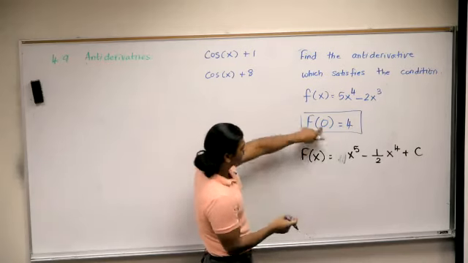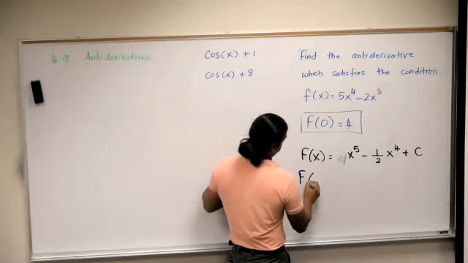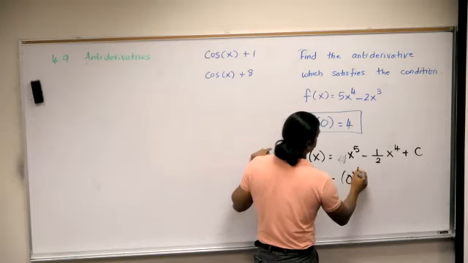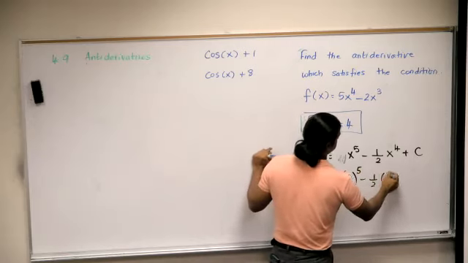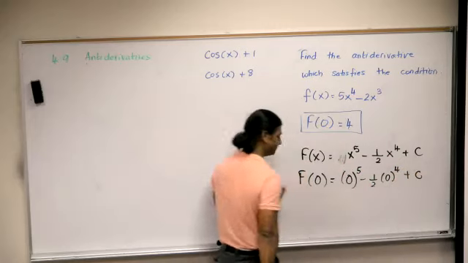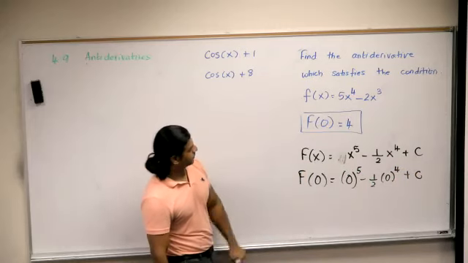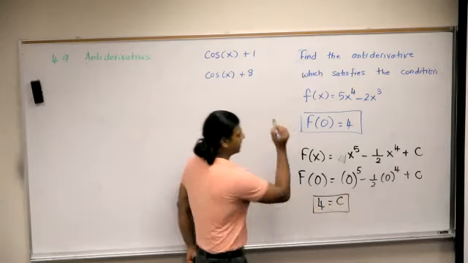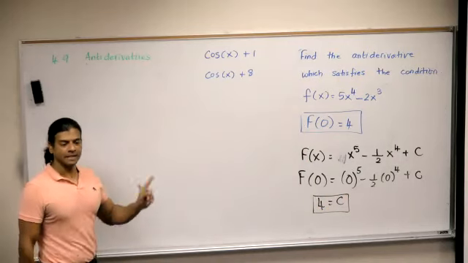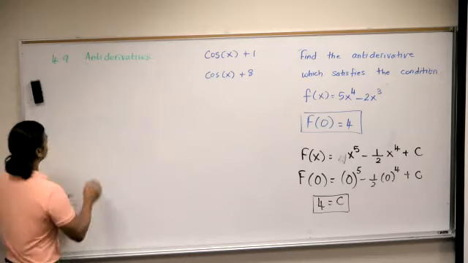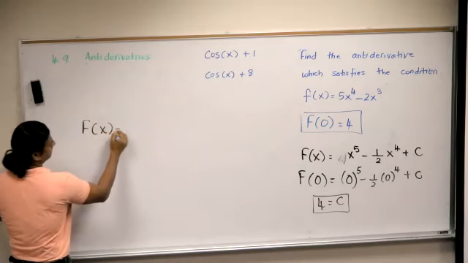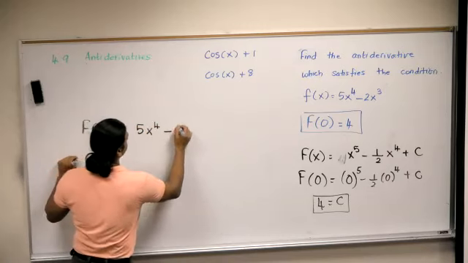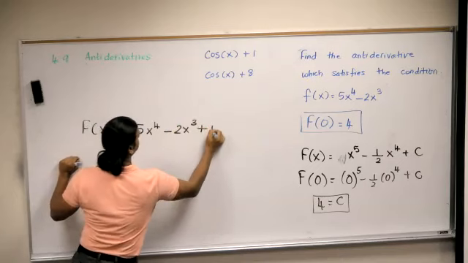How do we find that c? Plug in 0. If I plug in 0, 0 raised to 5 minus 1/2 times 0 raised to 4 plus c, it would have to equal what is given in the problem, that the value is 4. So the value of the constant is c. So in this problem, there is only one antiderivative.